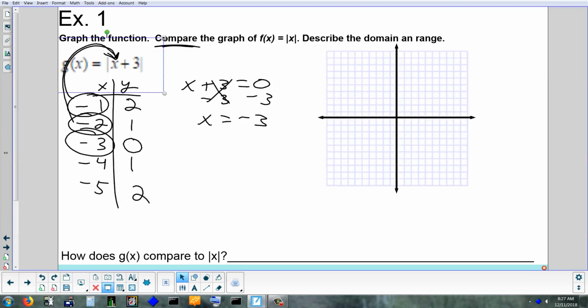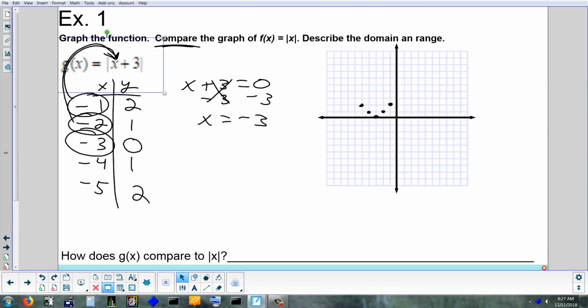So, like, you do negative 1, 2. All right, let me do that one. Negative 1, 2. Got it? And then you do negative 2, 1. Okay. And then you do negative 3, 0. All right, I got that one. Negative 4, 1, got it? And negative 5, 2. Got it.